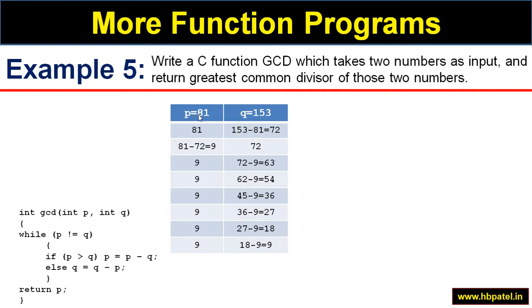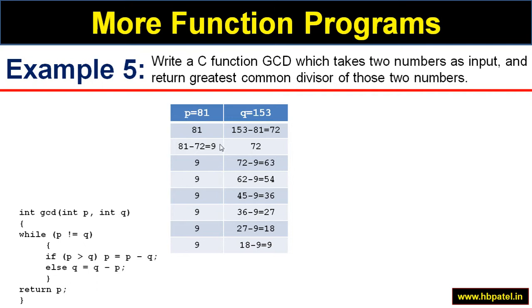Let's say P equals 81 and Q equals 153. Now P is not equal to Q, right? 81 is not equal to 153. So in that case, who is maximum? 153 is maximum, so deduct 81 from 153. 153 minus 81 is 72. Now check 81 and 72. Who is maximum? 81 is maximum. In that case, deduct Q from P. So 81 minus 72 is 9.